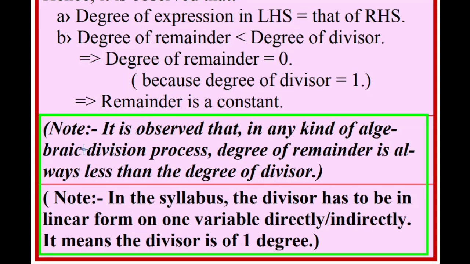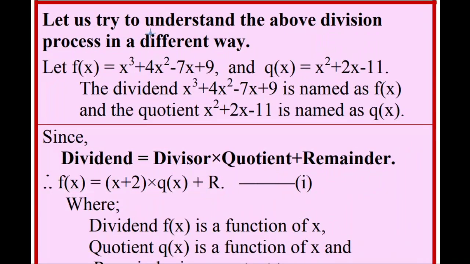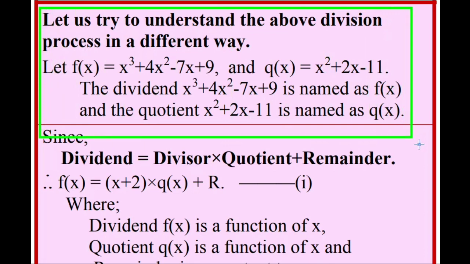And in this block, it's mentioned clearly that it is observed that in any kind of algebraic division process, degree of remainder is always less than the degree of divisor. And another very important point, that in our syllabus, the divisor has to be a 1 degree expression, and that too directly or indirectly. Now let us try to understand the same division process in a different way.